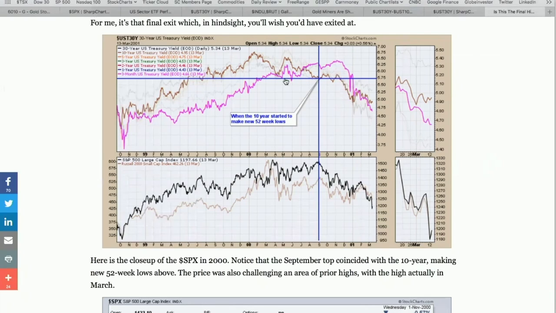And this blue crosshairs is when the 10-year actually started to make new 52-week lows in yield and a high in price. And even in any charting, we talk about a new 52-week high as something to pay attention to. So when somebody's starting to pay more for a bond than they have in the last 52 weeks, that's worth watching, and it starts to push down yields. Well, what we can see here in 2000 is it pretty much marked the final high.